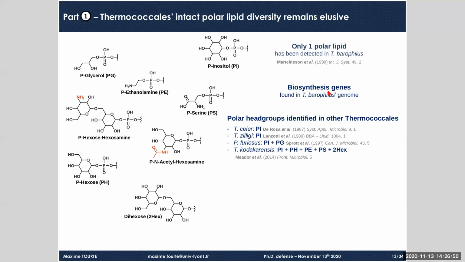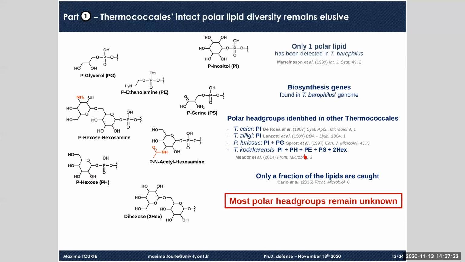And in addition, other intact polar lipid compositions have been reported for Thermococcales, and again, they showed other polar head groups than only phosphoinositol. For instance, if we take Thermococcus kodakarensis here, we can see a whole lot of polar head groups, such as other phosphohexoses and different derivatives, like phospho-N-acetyl hexosamine here, or phosphodihexoses with different derivatives again, and finally a glycolipid like this dihexose here.